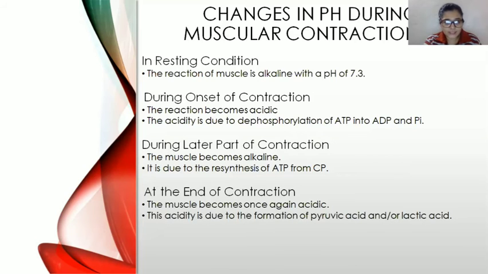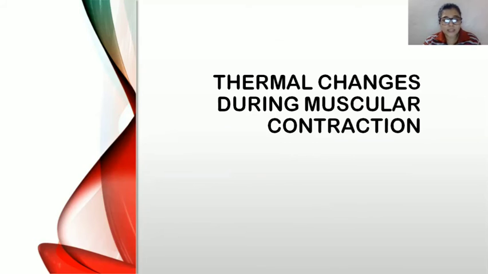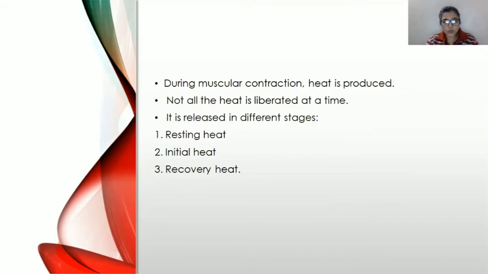So we can see here, first the muscle at the resting point is alkaline, then at the onset of contraction the muscle will become acidic, then in the later part of contraction the muscle will become alkaline again, and at the end of contraction the muscle will become acidic again. Now we're going to see the last type of changes occurring during muscle contraction, which is thermal changes. Thermal changes is basically heat produced during the time of muscle contraction.